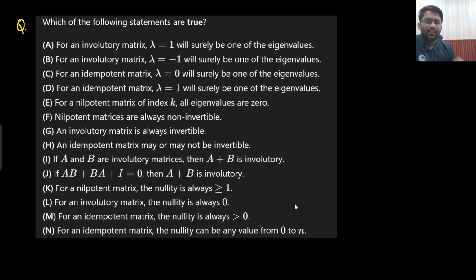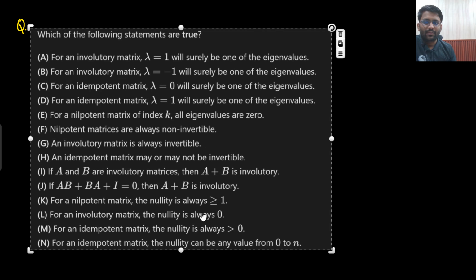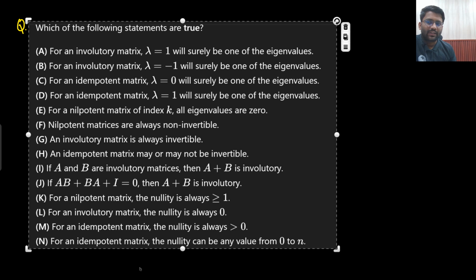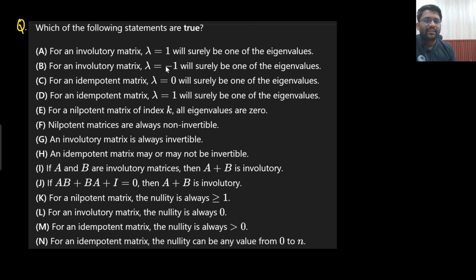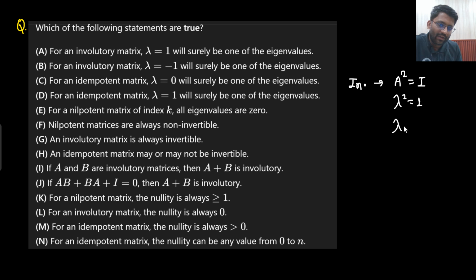Let's solve this question. Use your brain and get the correct answer. Which of the following statements are true? First one: for an involutory matrix, lambda equals 1 will surely be one of the eigenvalues. What will you think, sir? Involutory matrix means A square equals I. So lambda square equals 1. So lambda would be either plus 1 or minus 1. What they are saying is lambda equals 1 will surely be one of the eigenvalues. Sir, lambda equals 1 could be an eigenvalue, but this statement is wrong.